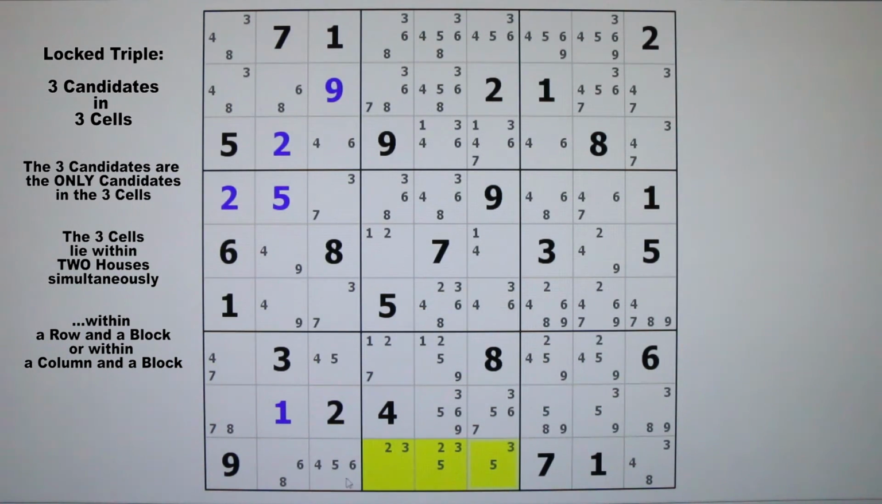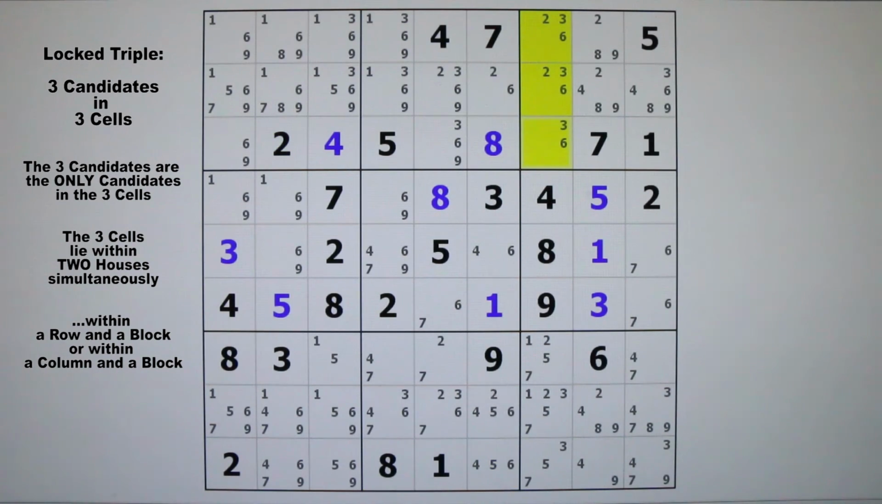So here we can remove the 5 in row 9, and we can remove the 3 over here in row 9. That's it. Okay, now in the block, we can remove the 2, the 2, the 3, and the 3, and the 5, and the 5, and the 5. Okay? All right, let's take a look at the next one.